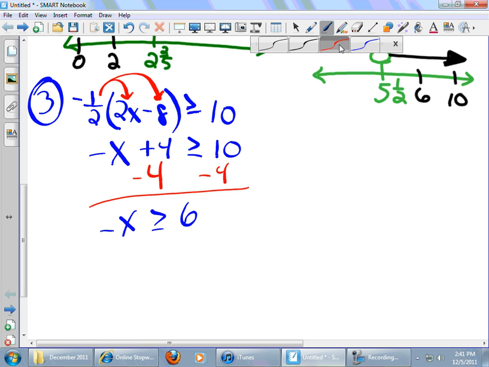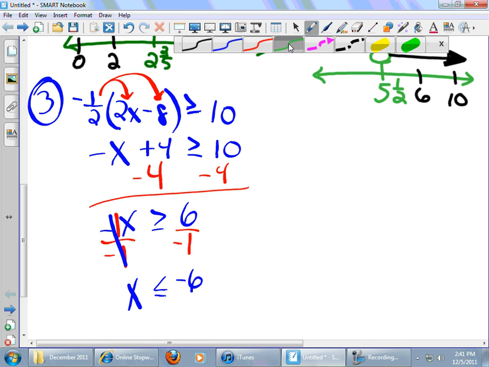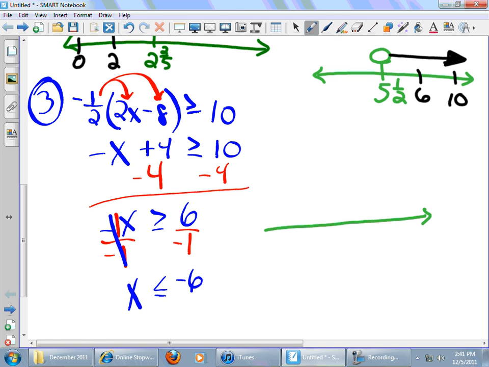I don't like negative x. I can slide a little 1 in there. So that means I'll divide by negative 1 on both sides. X will be, whoop, whoop, whoop, less than or equal to negative 6. Why did I whoop, whoop, whoop? Because I divided by a negative. Anytime I multiply or divide both sides of the inequality by a negative, I must flip my symbol. It's just a shortcut.